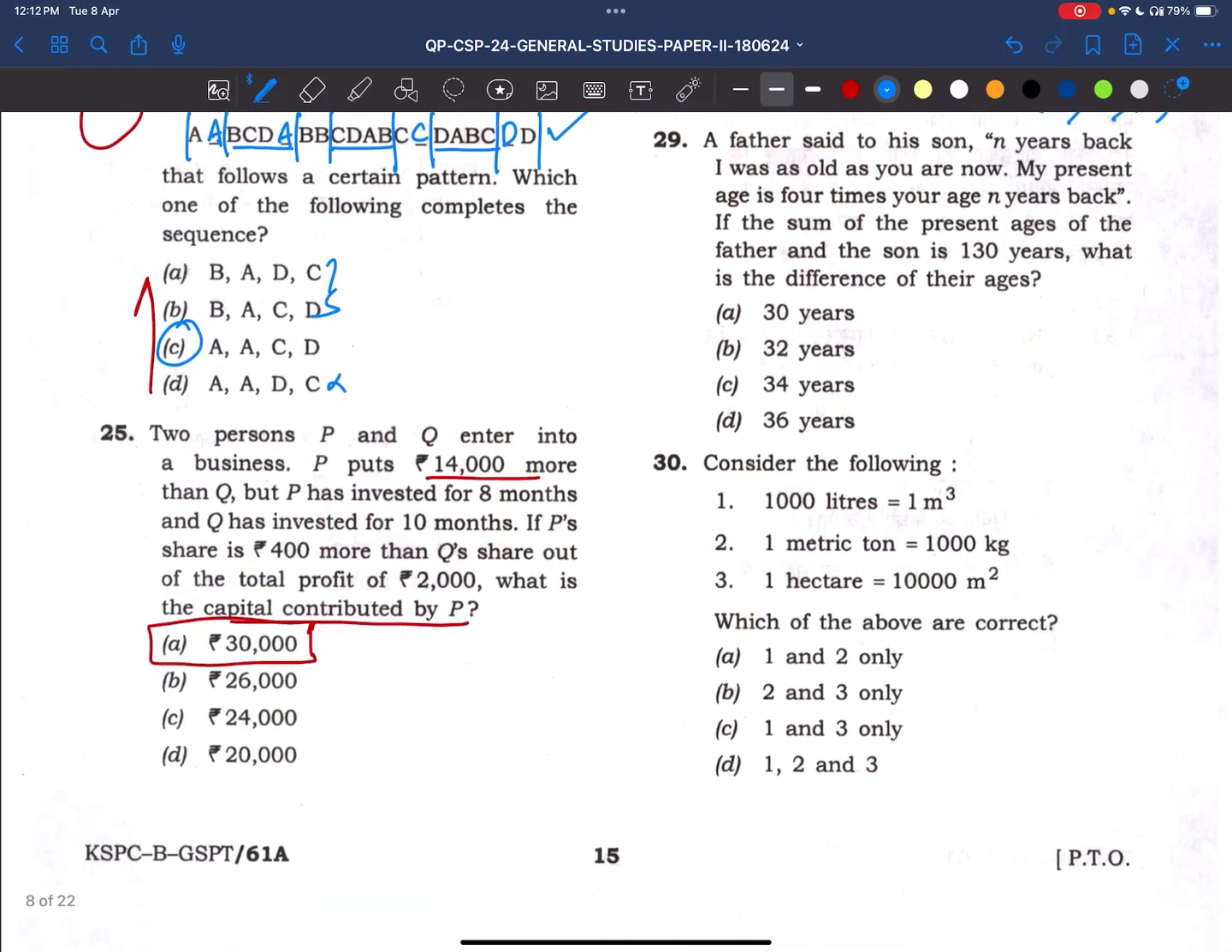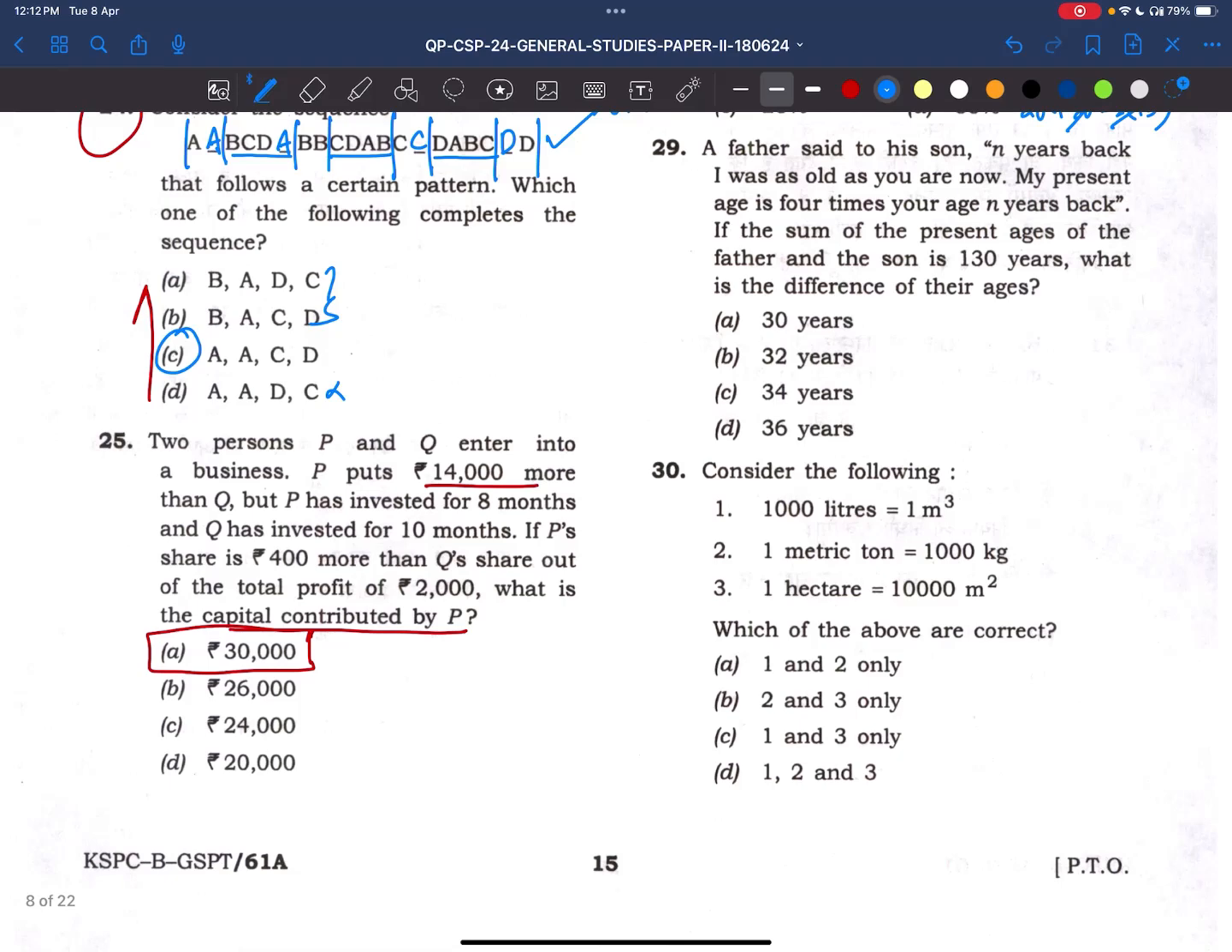Alright. Now let's go to the 29th question. A father said to his son, 10 years back, I was as old as you at present. So let's take present age of father is F and present age of son is S. What is it telling? N years back, that means F minus N is equals to this present age, that is S. My present age is 4 times your age N years back. This present age, that is F, is equals to 4 times of son minus N years back now.